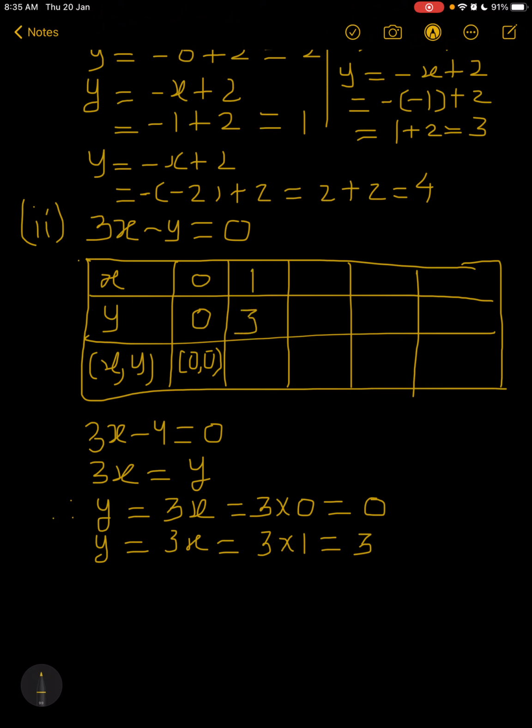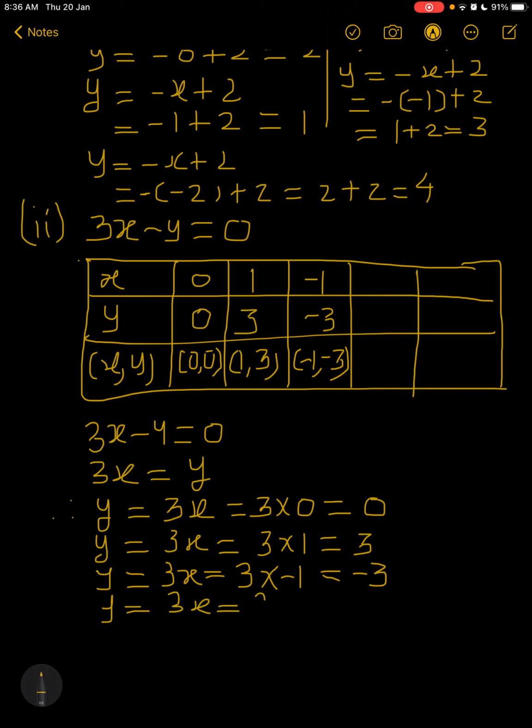1 and 3. Now I will take 3x, 3 multiplied by minus 1. Let us write here minus 1. 3 ones are 3, but minus 3. So we got our third point, minus 1 for the x coordinate, minus 3 for the y coordinate, minus 1 comma minus 3. Now point number 4 of this table, 3x, 3 into 2, 3 twos are 6. Here I get x coordinate 2, y coordinate 6, 2 comma 6.